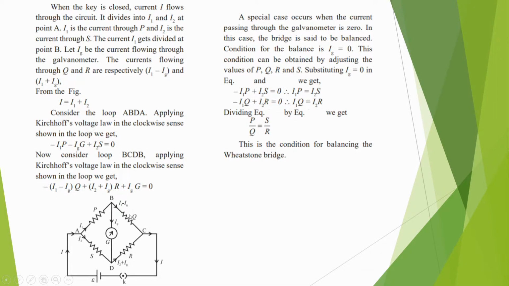So according to Kirchhoff's law, the current I is equal to I1 plus I2. Means at point A it is divided in the form of I1 and I2. So according to Kirchhoff's current law, the total current I is equal to I1 plus I2. So let us consider the loops.